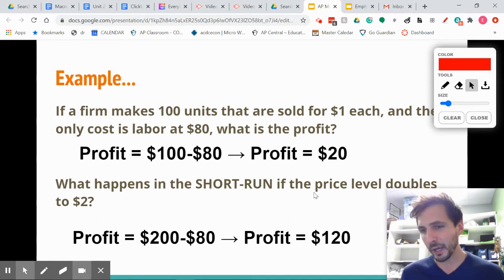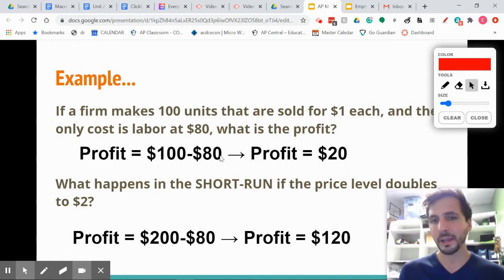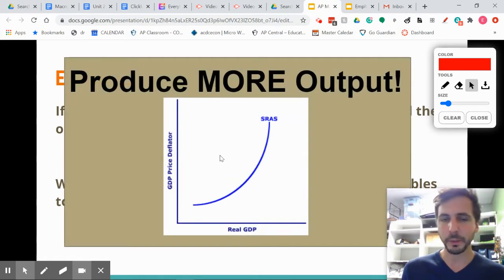We know when businesses are more profitable, they produce more. That's why short run aggregate supply is upward sloping. Price level rises, they produce more.